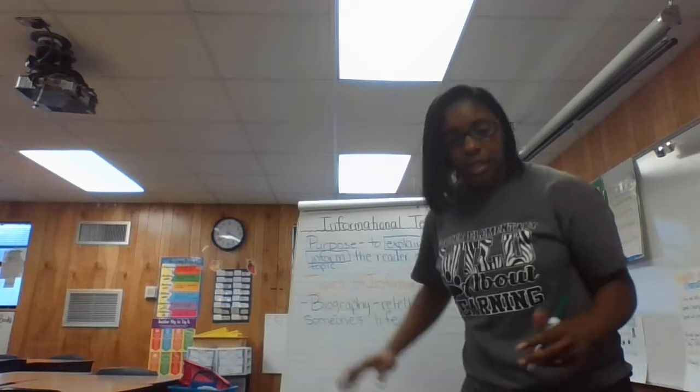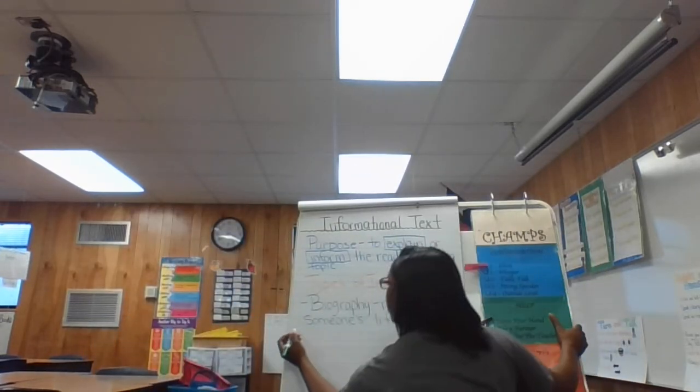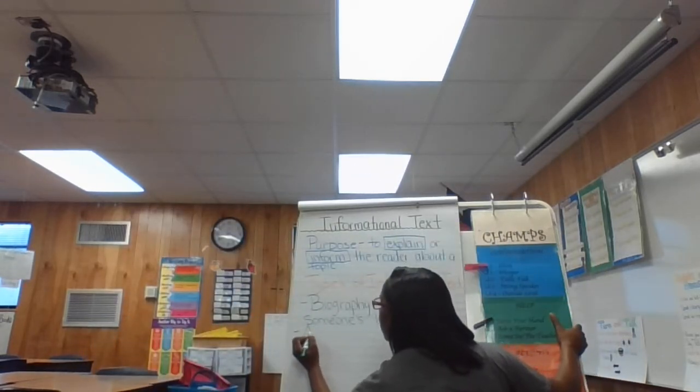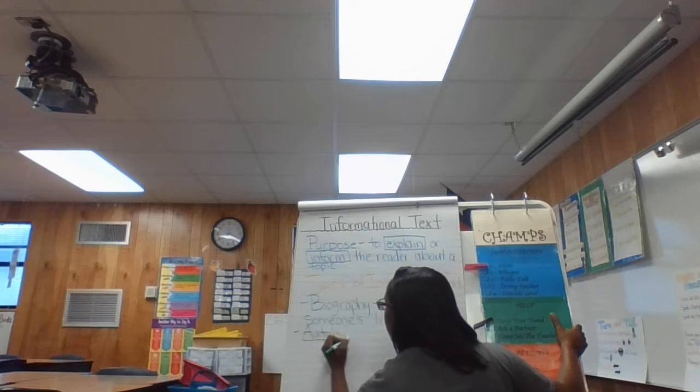A biography is when the author retells someone else's life, but next we come across an autobiography. If Martin Luther King Jr. wrote this book himself, this would be an autobiography. That's the retelling of factual events in someone's own life. So let me write that one. This is called an autobiography.